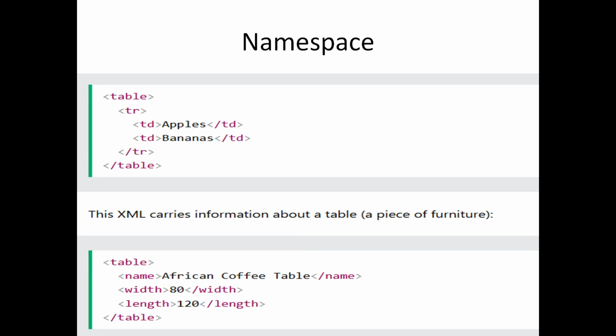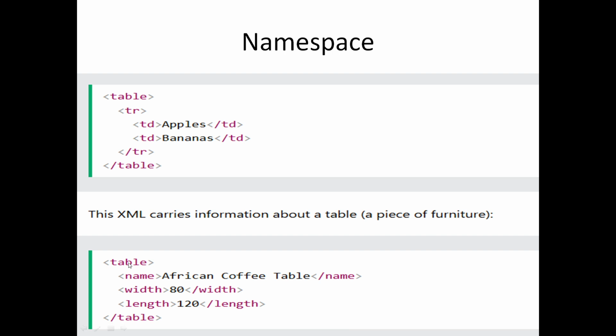Next comes namespace. So what is a namespace? Look at the example here. Here I'm using a table tag, right? This particular table tag indicates a combination of rows and columns in which data are stored. Similarly here, this particular table is in an XML file, so whatever tag I want, I can customize, right? So I'm just giving table. Here I'm making sense of a coffee table. So what is the length of the table, what is the width of the table, these kinds of details are given inside my table.